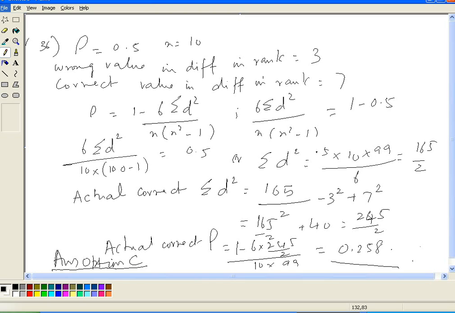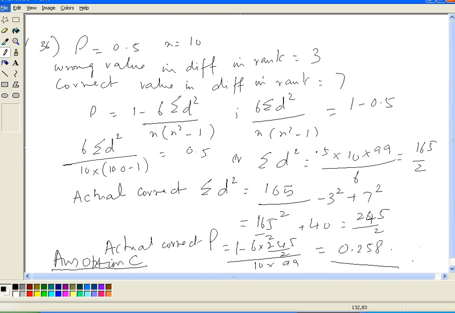Since it is squared, the wrong value is 3, so we remove the square of that wrong value, that is, we subtract 3 squared, and the correct difference in rank is 7, so we add 7 squared. So it works out to 245 by 2. Now we know that sigma d squared is 245 by 2.